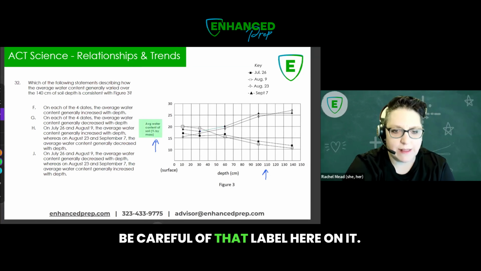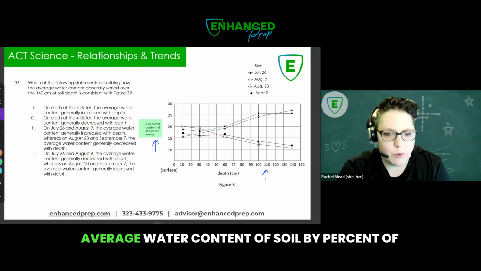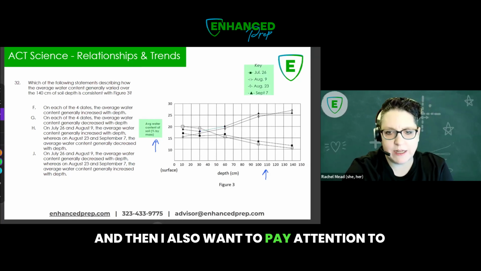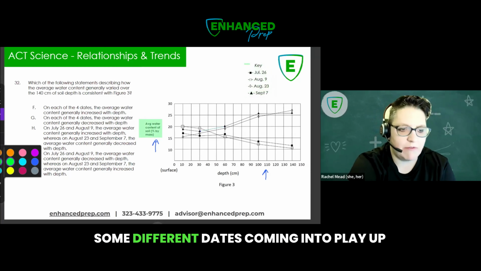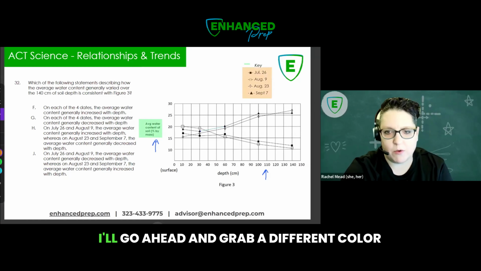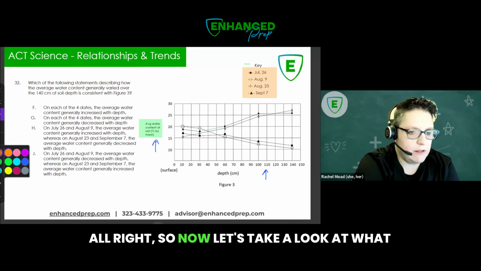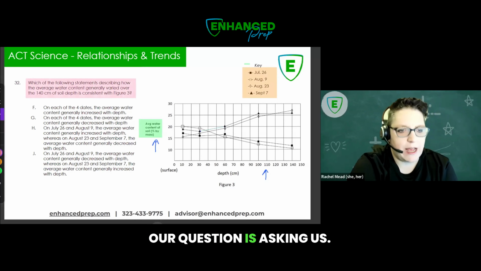Be careful of that label here on it. Average water content of soil by percent of mass. And then I also want to pay attention to the fact that I have some different dates coming into play up here. I'll go ahead and grab a different color for those to keep those separate. All right, so now let's take a look at what our question is asking us.